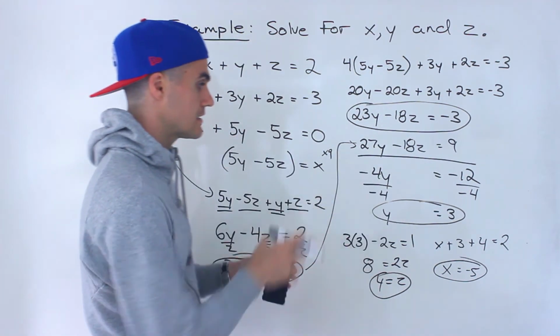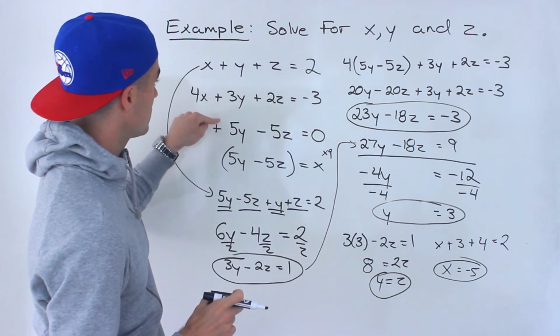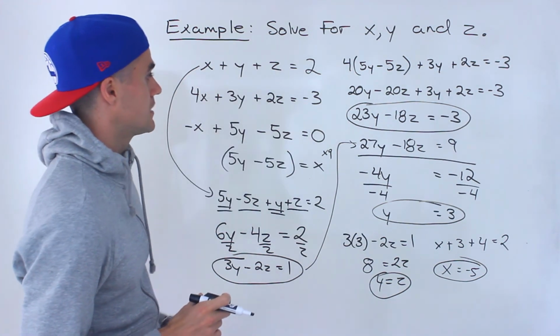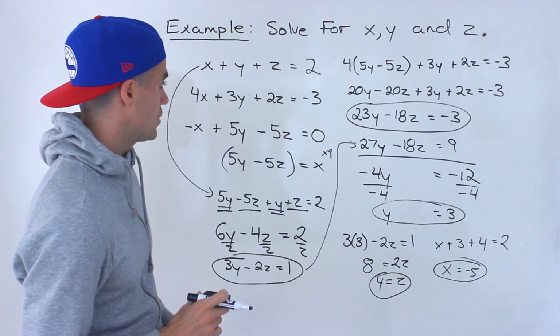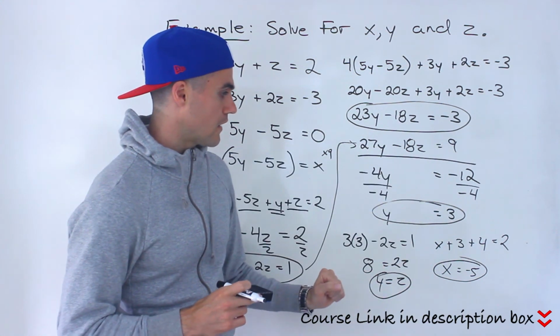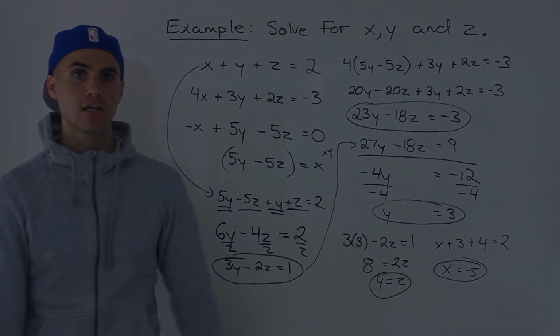And then if you want to check your answer, you could take these values and plug them into all three equations, make sure that the left side is equal to the right side, and it should all pan out. So those are the final values for x, y, and z, and there's a unique solution.